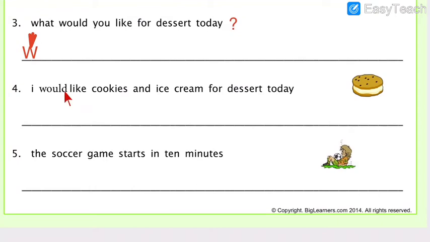Next is, I would like cookies and ice cream for dessert today. Okay. So here very clearly the answer is given. Obviously it is not a question. So the first change you are going to make is I should be capital. Now one piece of information I would like to give you, students. Listen to me very carefully. See, I is the start of the sentence. It is the first letter, so it should be capital.